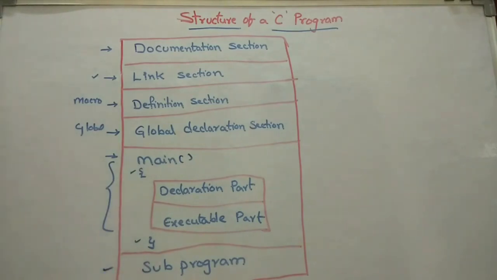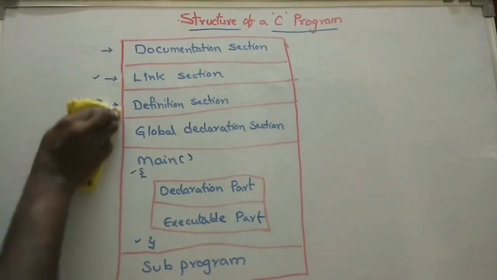And the last one is the subprogram. What is the need of a subprogram? If there is some big problem, that big problem is divided into n number of subproblems. That is the need of a subprogram. These are the basics about C structure. Now I will explain one by one.